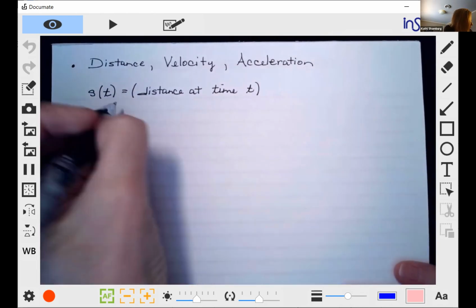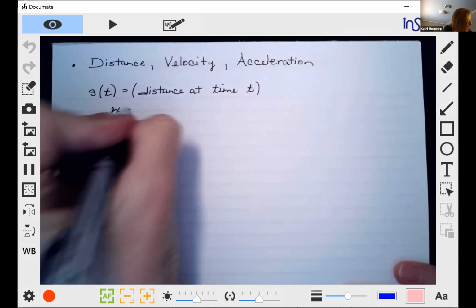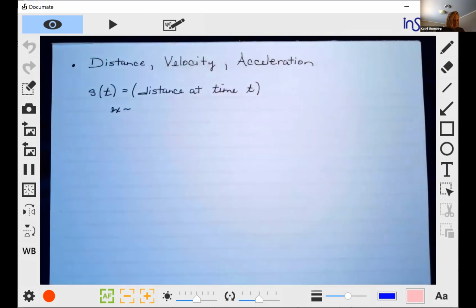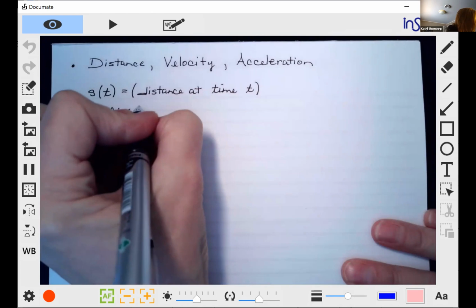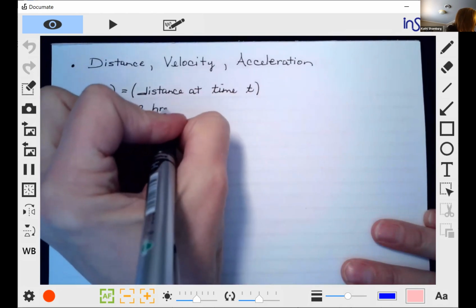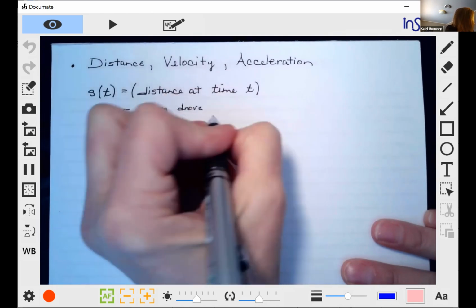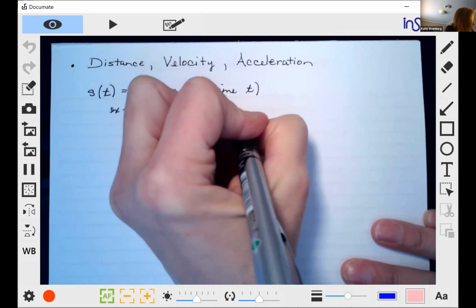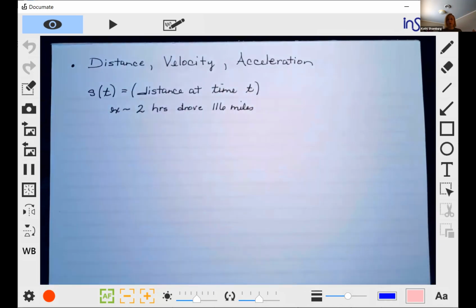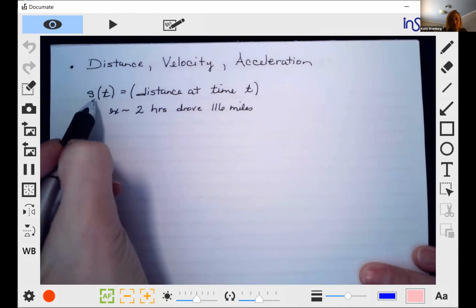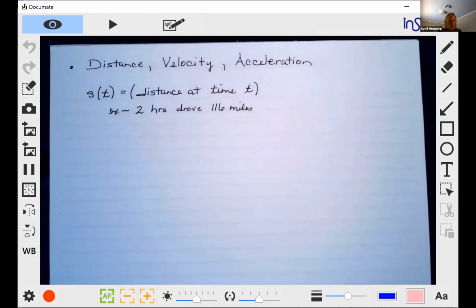So an example, like I was saying, is say in 2 hours, I drove 116 miles. So that would be just kind of an example. Your input is 2 hours, output would be your 116 miles. So your original function deals with distance. All right, so now we're going to start getting into the higher order.